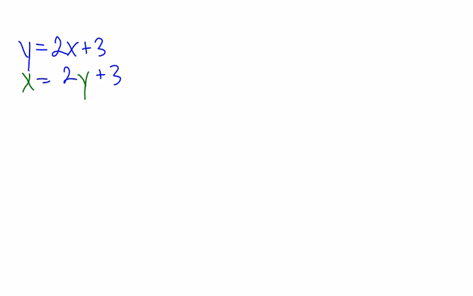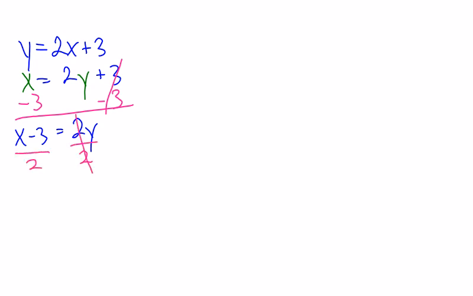And so now we're just going to solve for y. I want to get this by itself, so I'm going to subtract 3 from both sides to start. We end up with x minus 3 equals 2y. And then I need to divide by 2. And so we get y equals x minus 3 divided by 2. You can leave it like that if you want to. There's a few ways you can write that.